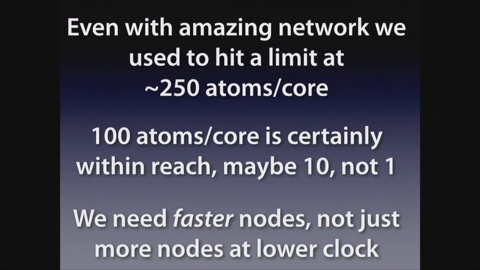So even a couple of years ago, even with amazing network performance, the type of network performance that Bill doesn't want me to ask for, I maxed out somewhere around 250 atoms per core, meaning I could not have fewer atoms per core than that, or it didn't scale. And I might be able to get 100 atoms per core. I'm going to show you that today. Maybe 10. There is no way that I'm going to reach 1 atom per core. So the problem is that if I want to get those 3, 4, 5 orders of magnitude speed up, I need faster nodes, not just more nodes at lower clock. And that's kind of the curse of my algorithm.